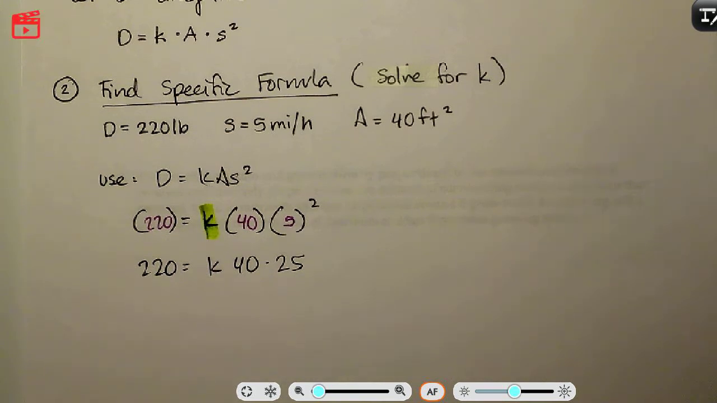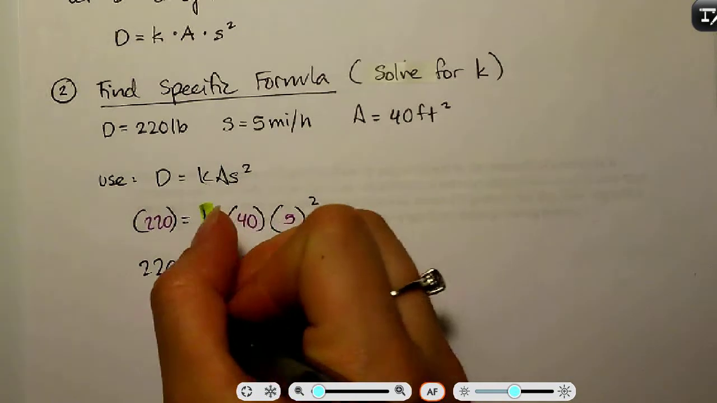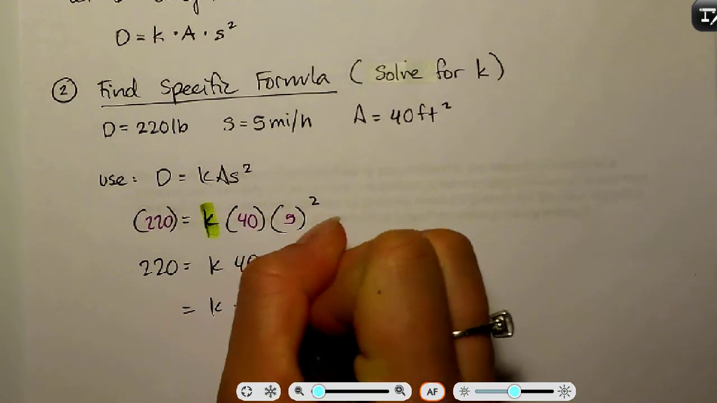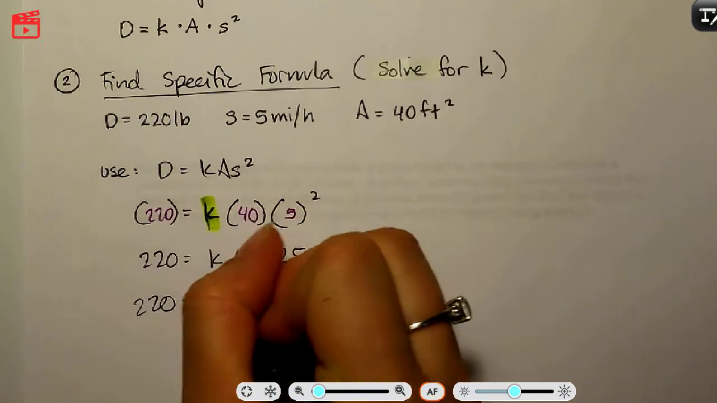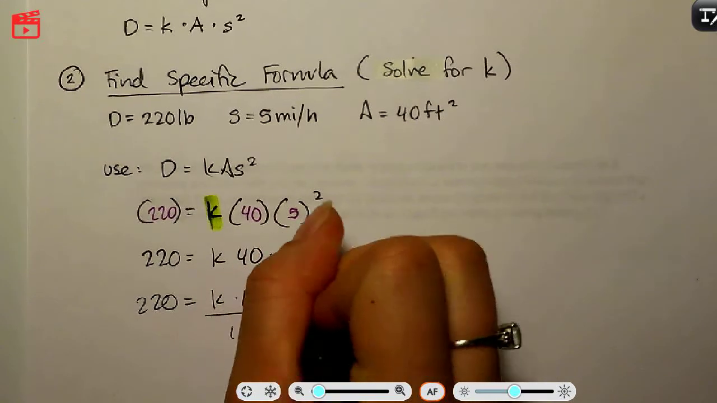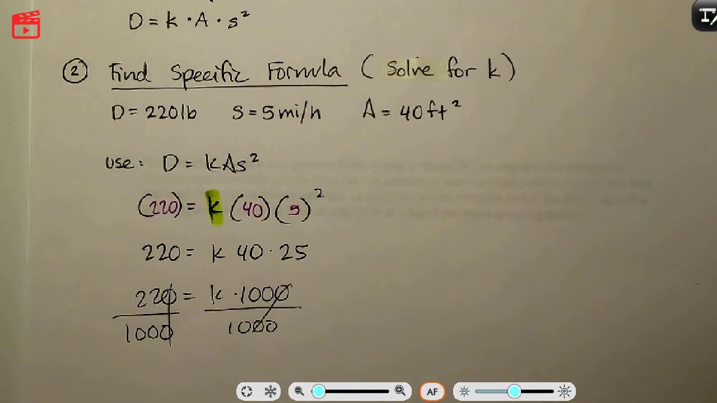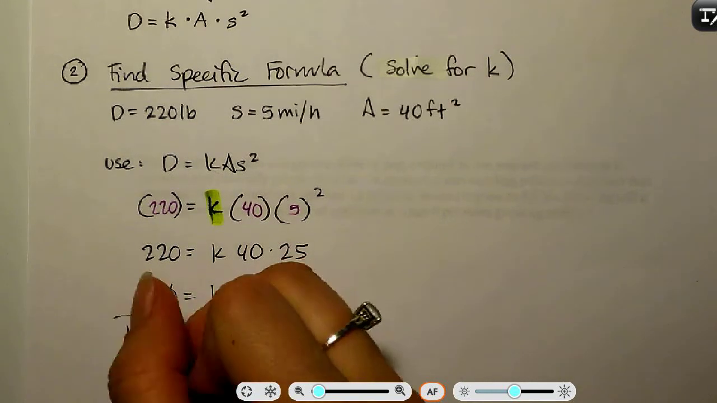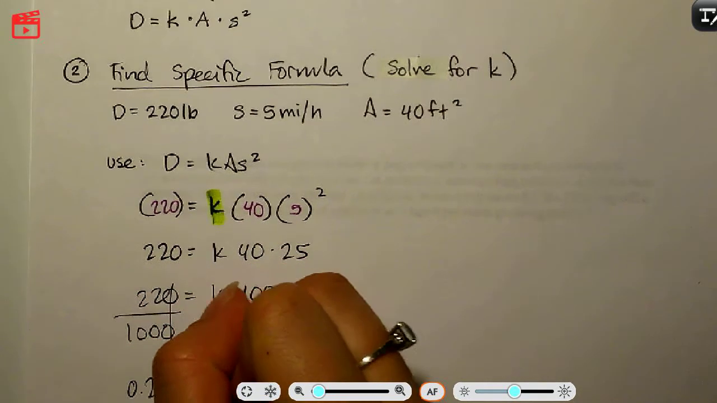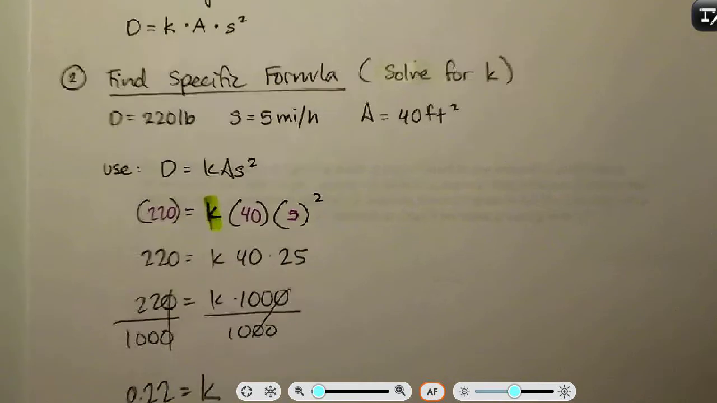Okay, plugging that into the calculator. K times 1,000. Divide both sides by 1,000 to get K by itself. And we get 0.22 equals K. So there we go, we have found our constant.